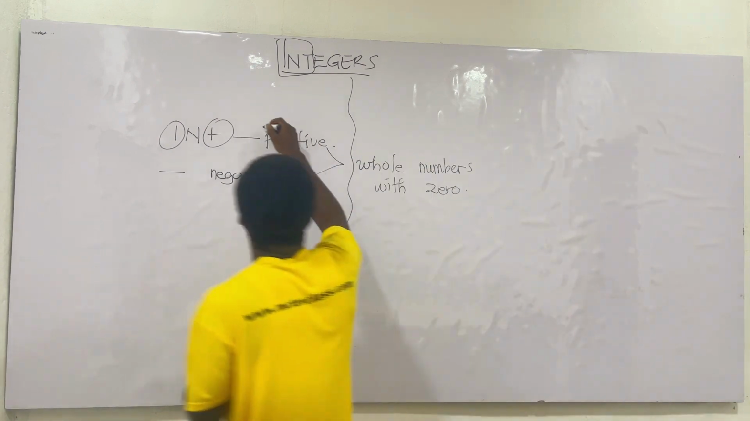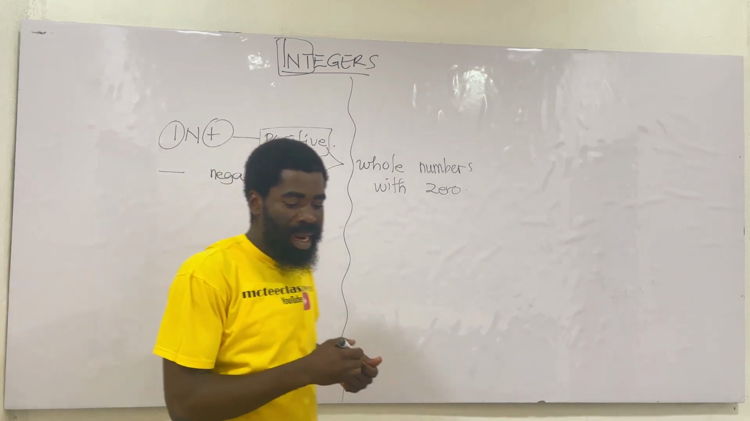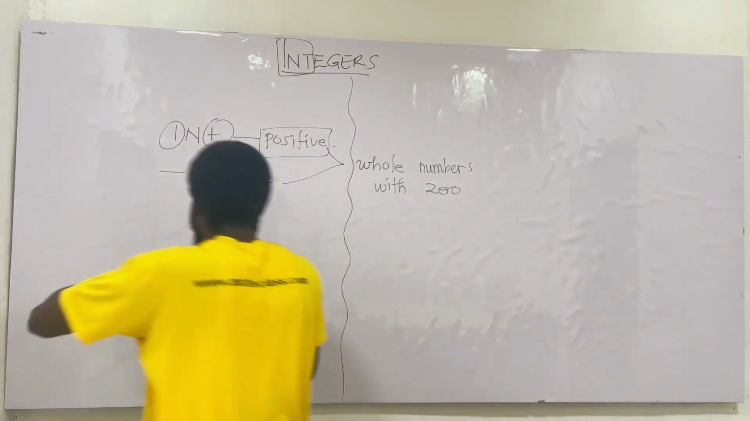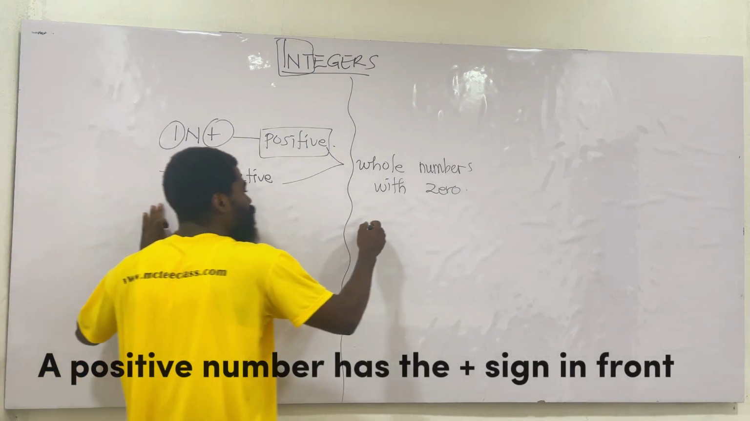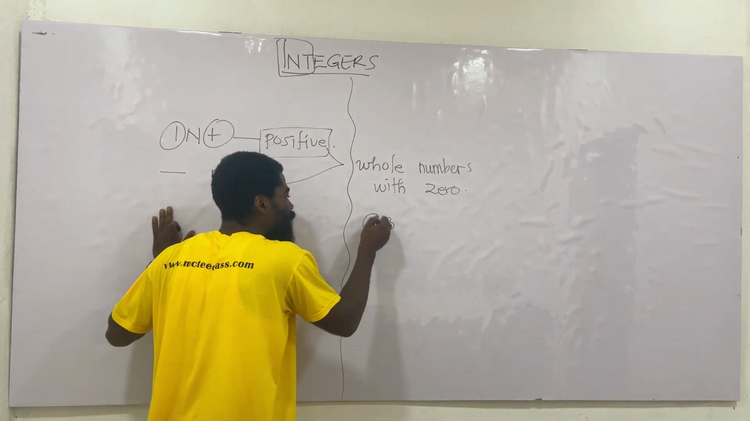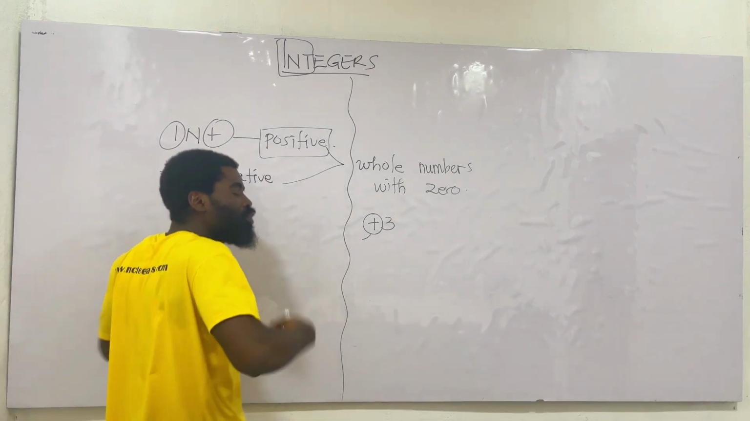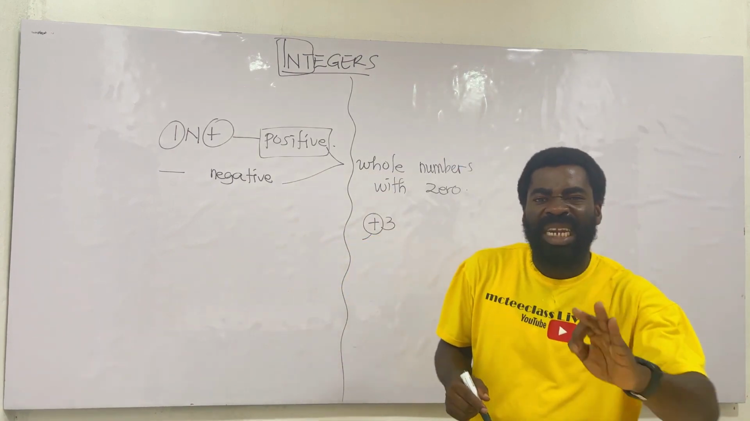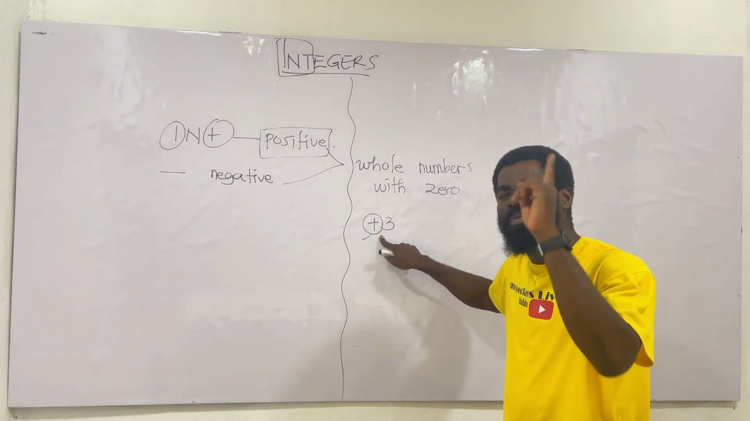Now, when we say a positive number, what is a positive number? A number that always has the plus sign in front of it. In a mathematical expression, if you have a number, so this is +3, the plus sign here means that 3 is positive. That means the plus sign in front of a number tells us that the number is positive. Listen, the sign in front of a number is very important.